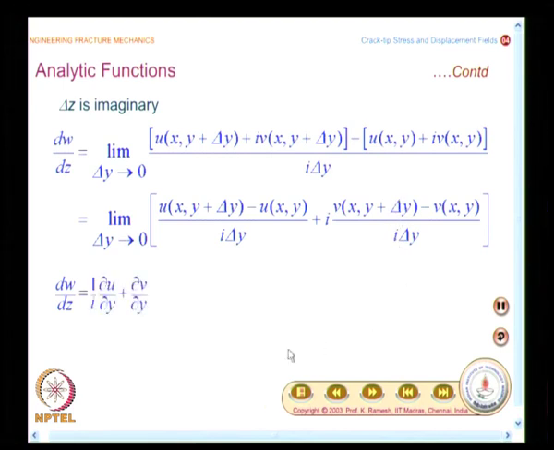So, what I get here? I get this as dw by dz equal to 1 by i dou u by dou y plus dou v by dou y, or in other words it is actually dou v by dou y minus i dou u by dou y. So, now I have two expressions for dw by dz, they cannot exist like that. So, there has to be some interrelationship between the real and imaginary parts. We will continue that in the next class.